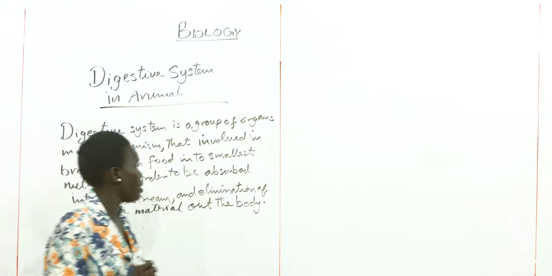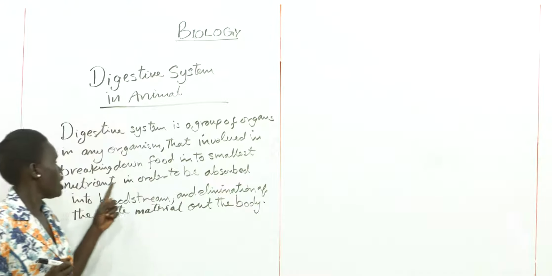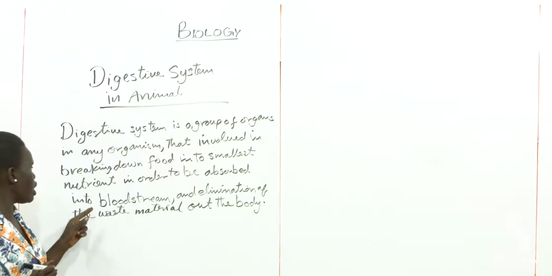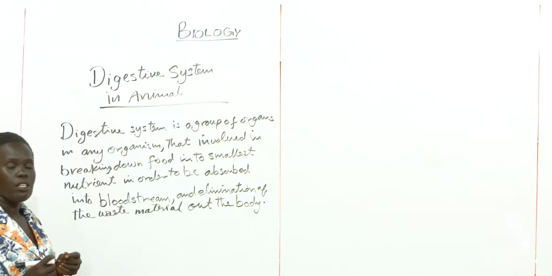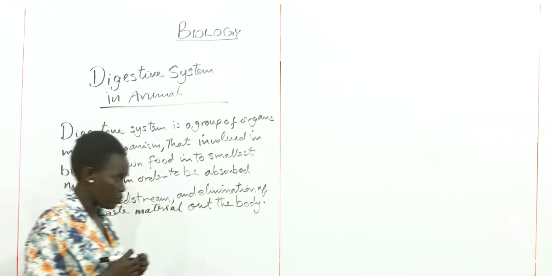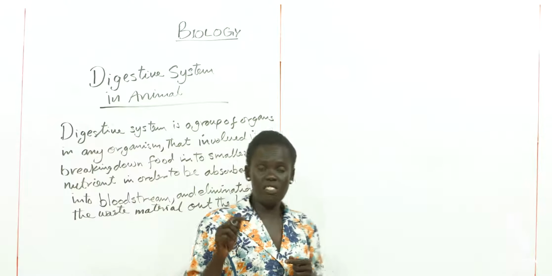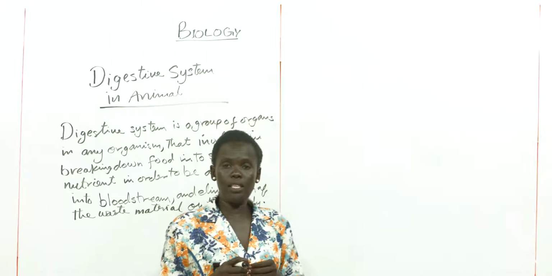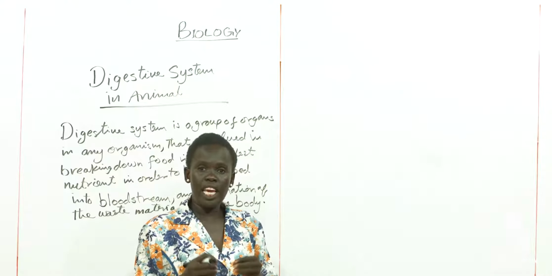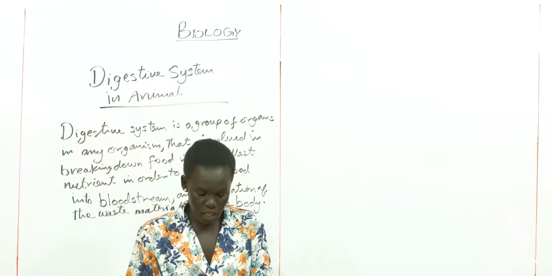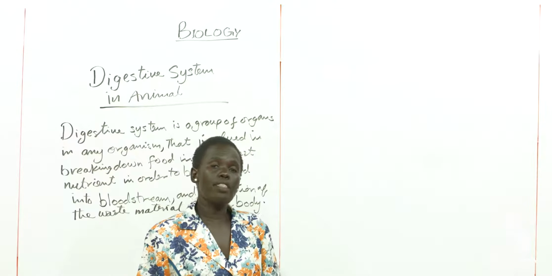Why does food need to be broken into its smallest nutrient? We know very well, because we are talking about the digestive system in animal, we know very well animals get their food or their nutrient from the consumption of other organisms.